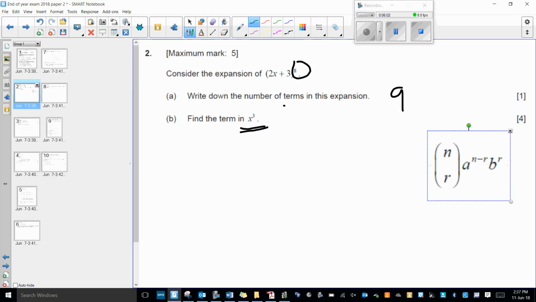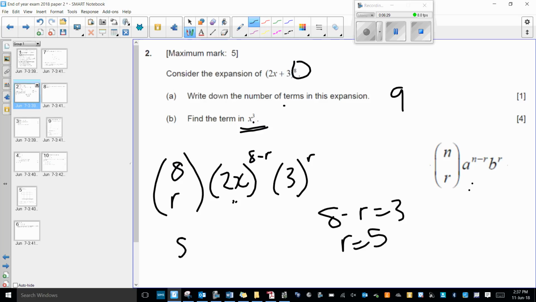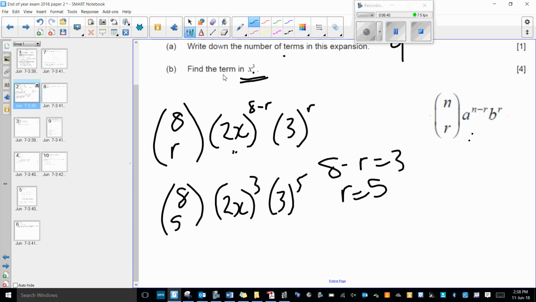So we know that it's 8Cr, 2x to the power 8 minus r, 3 to the power r. We're trying to find when the power is 3. This is the only term with a power of x, so we only need to focus on that. So 8 minus r has to be 3, so r is 5, and so we're then going to find 8C5, 2x to the power 3, 3 to the power 5. So they want the whole term, so we're going to find this whole value.